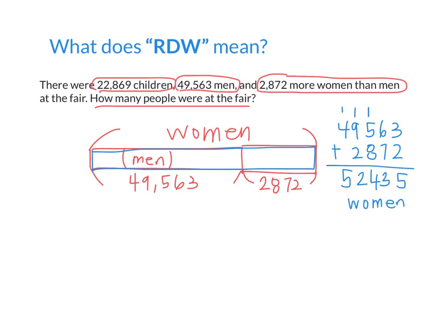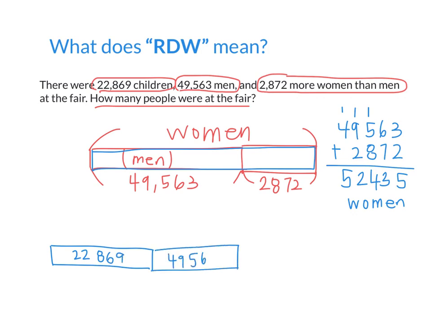Now that we know that there were 52,435 women at the fair, how do we find out how many people there were altogether? Well, we have to add up the 22,869 children with the 49,563 men with the 52,435 women. That's messy, let me try again. And all together, that's all the people who are at the fair. Does that make sense? Go ahead and do that addition.